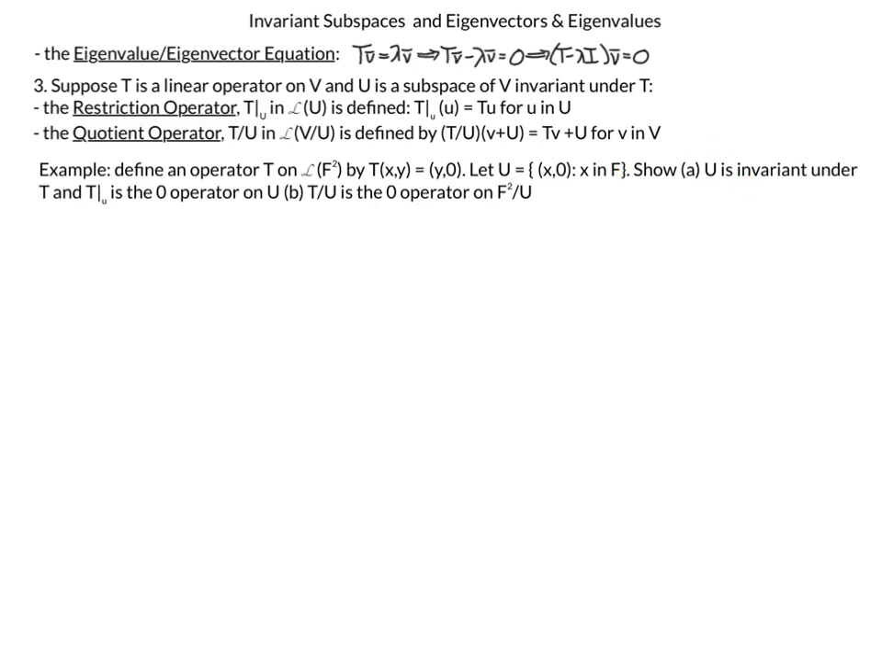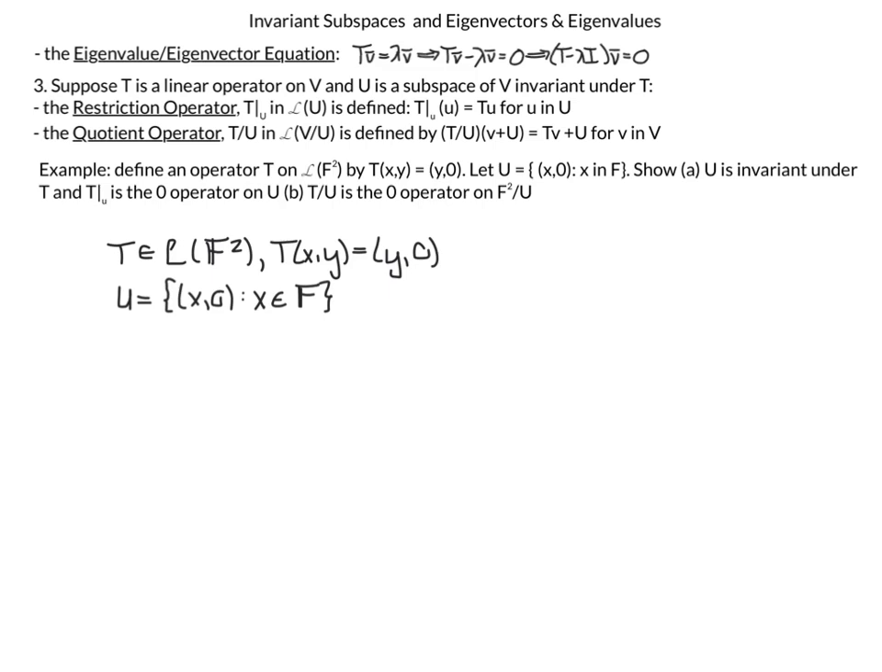A, show that U is invariant under T, and then show that T restricted to U is the zero operator on U. B, show that the quotient operator T over U is the zero operator on F2 over U. My notes here: T is a linear operator over F2, T of (x, y) equals (y, 0).